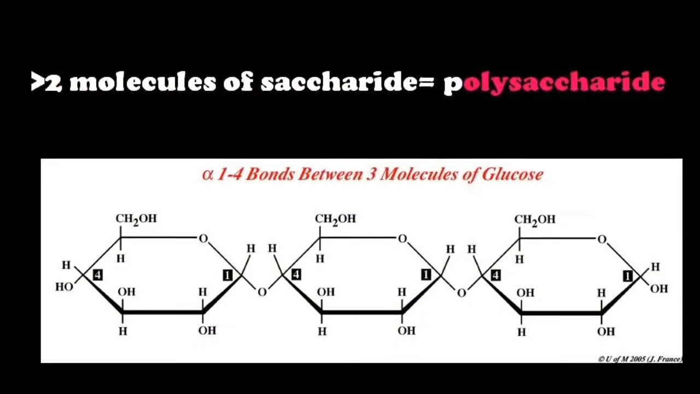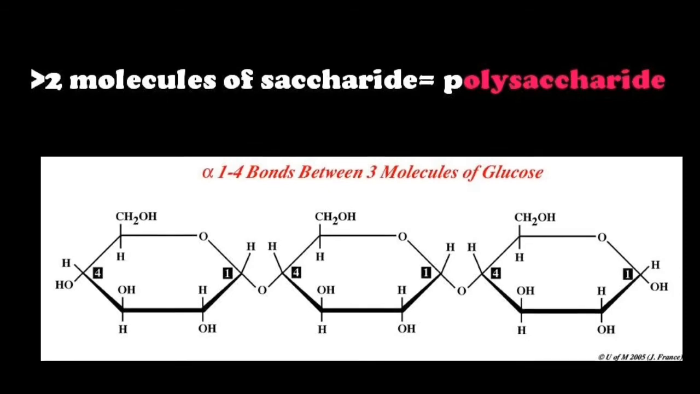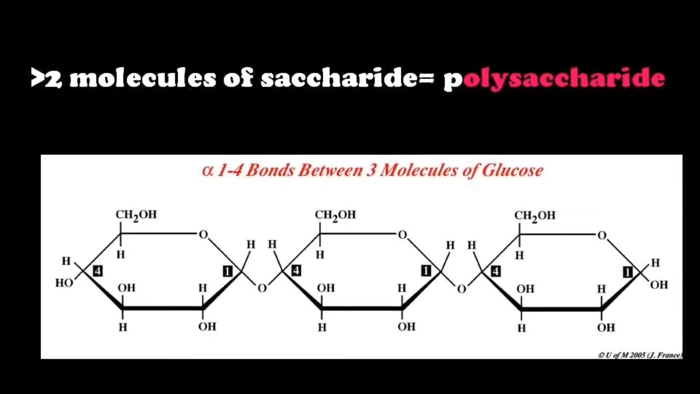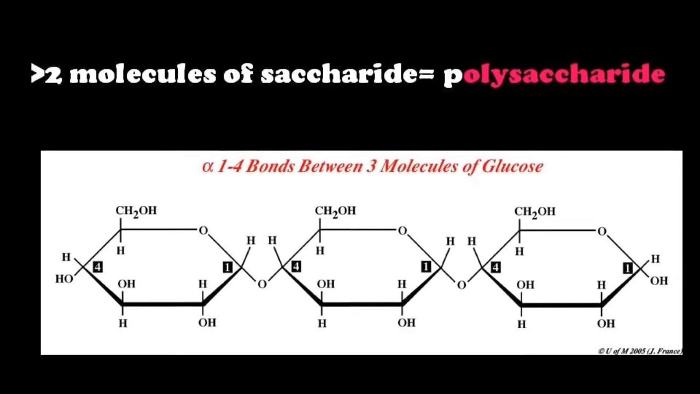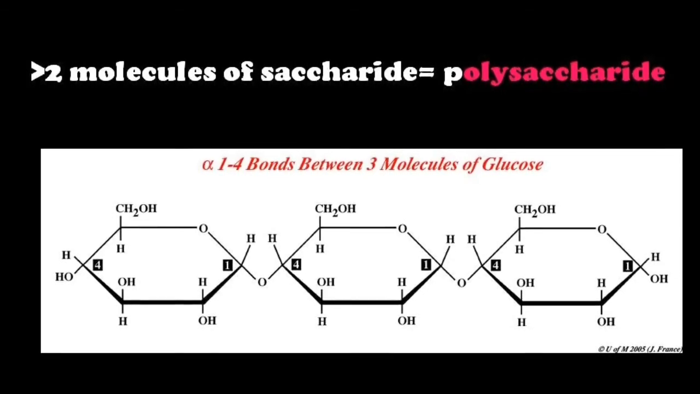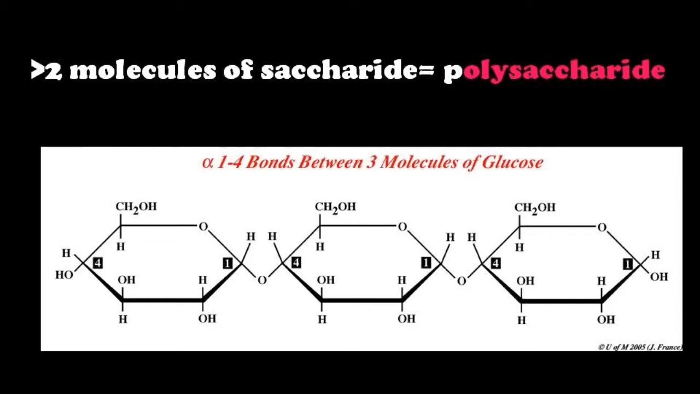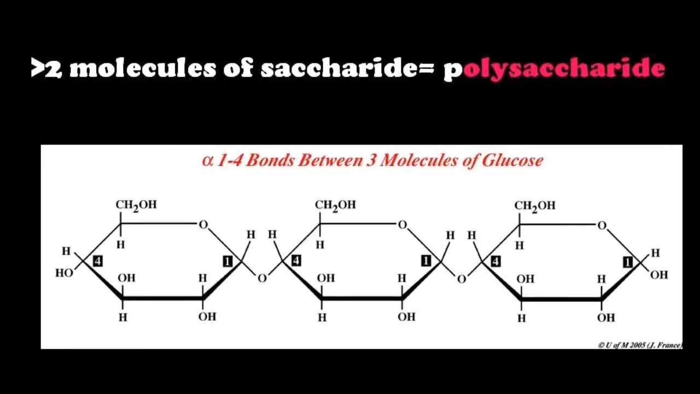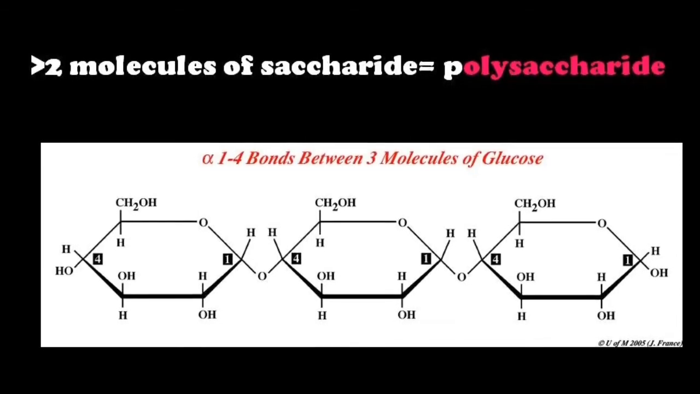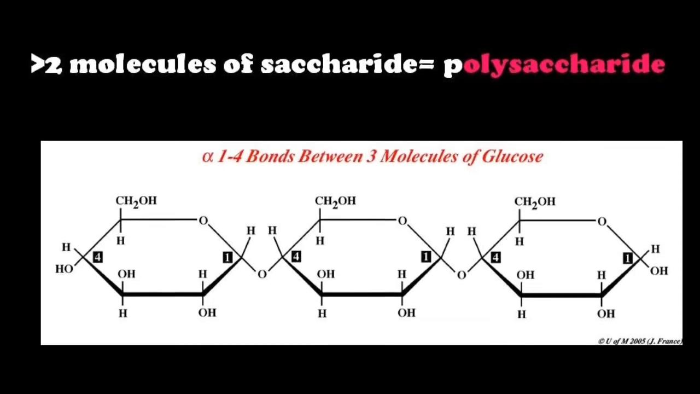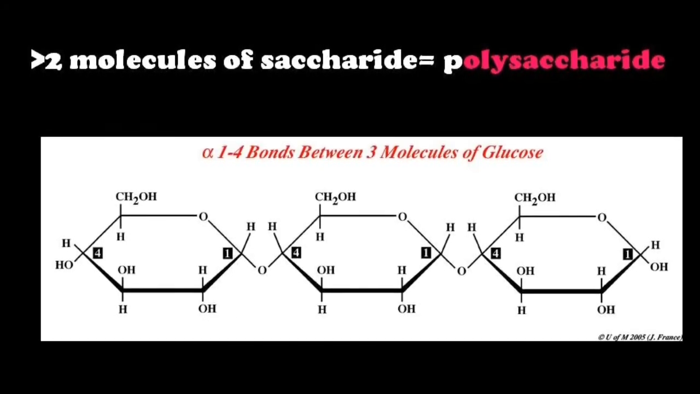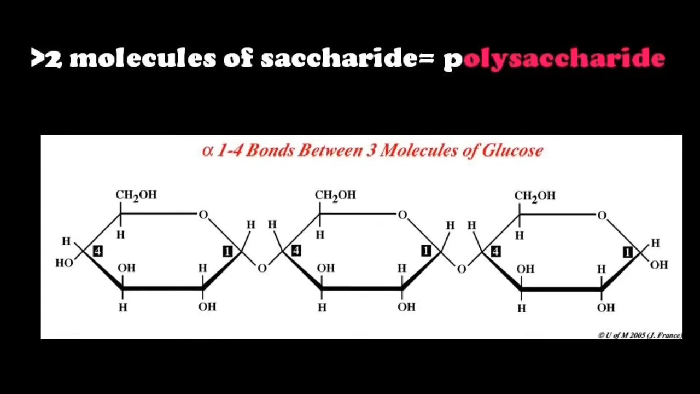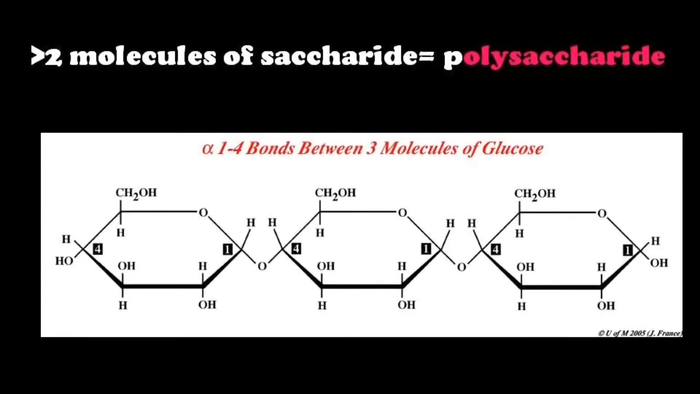So if you do lots of those glycosidic bonds, if you put many of the monosaccharides together, you're going to get a chain of them. Here you see 3, but usually it's like thousands of them. So if you have greater than 2 molecules of a saccharide put together, you get a polysaccharide. And a lot of the plants, they store their food as polysaccharides. So when we eat plants, a lot of times we get polysaccharides for our energy.